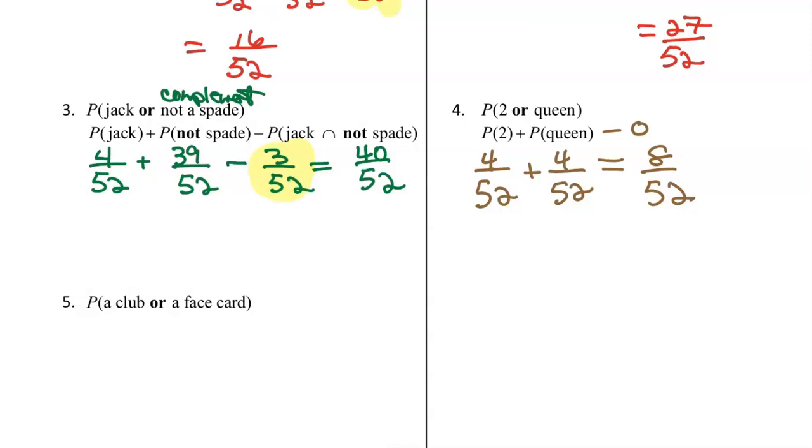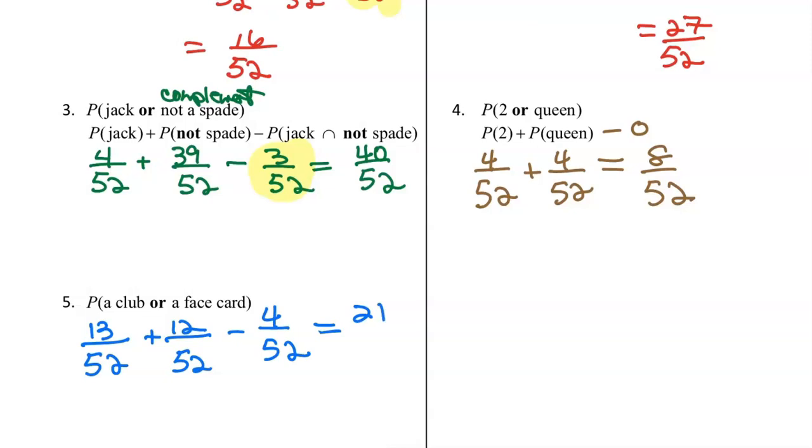So here's one more that falls under the not mutually exclusive. What's the probability of getting a club or a face card? So there are 13 clubs, so 13 over 52. There are 12 face cards, and there are 4 face cards that are also clubs. So that's going to end up giving me 21 out of 52, because that was an example that was not mutually exclusive. Okay, so again, we're picking one card.